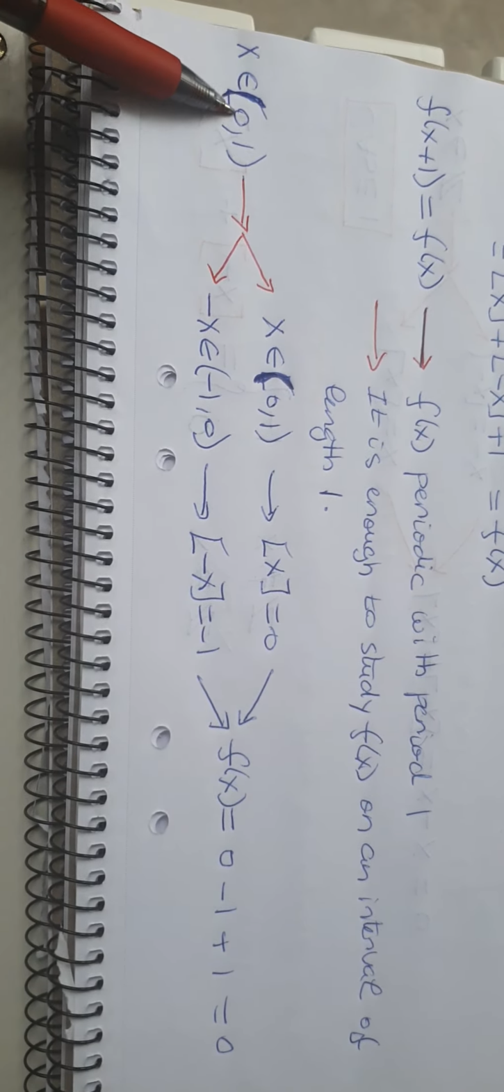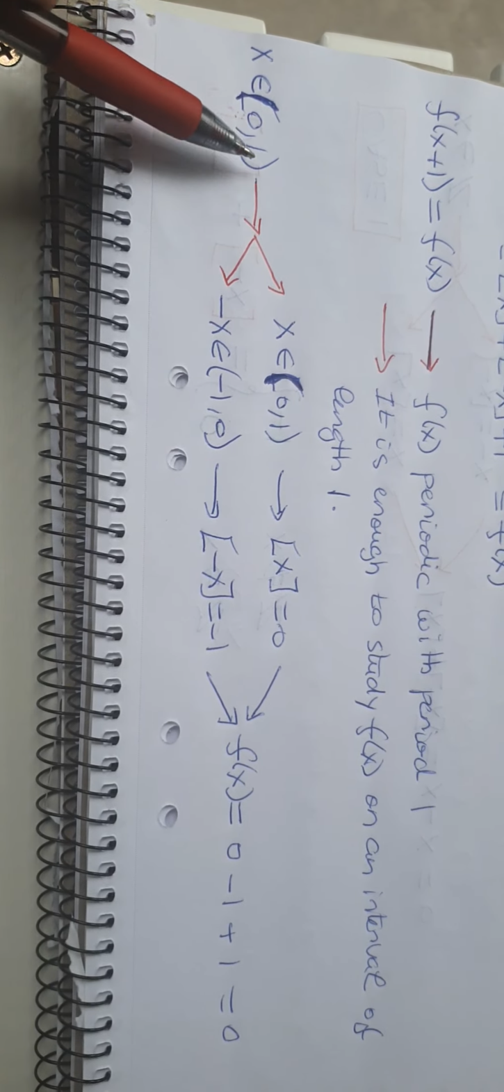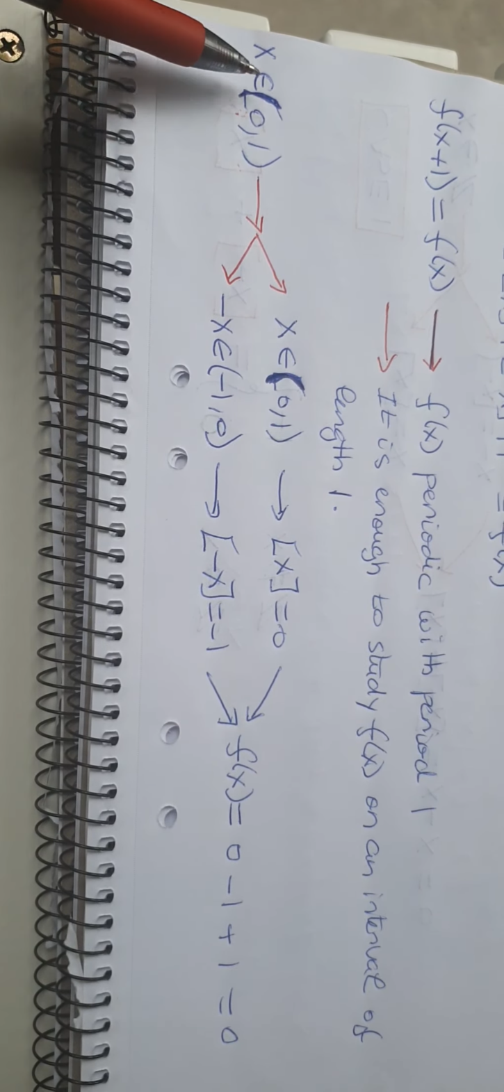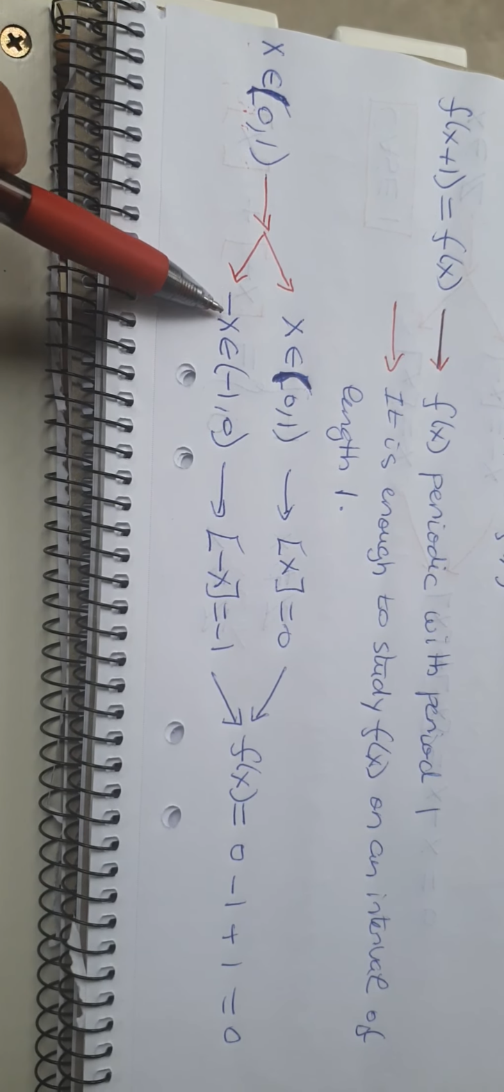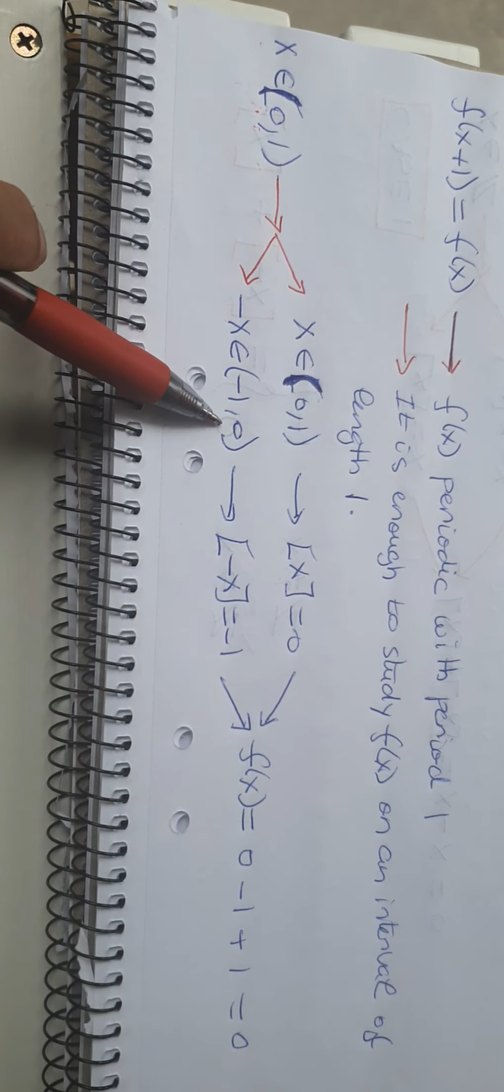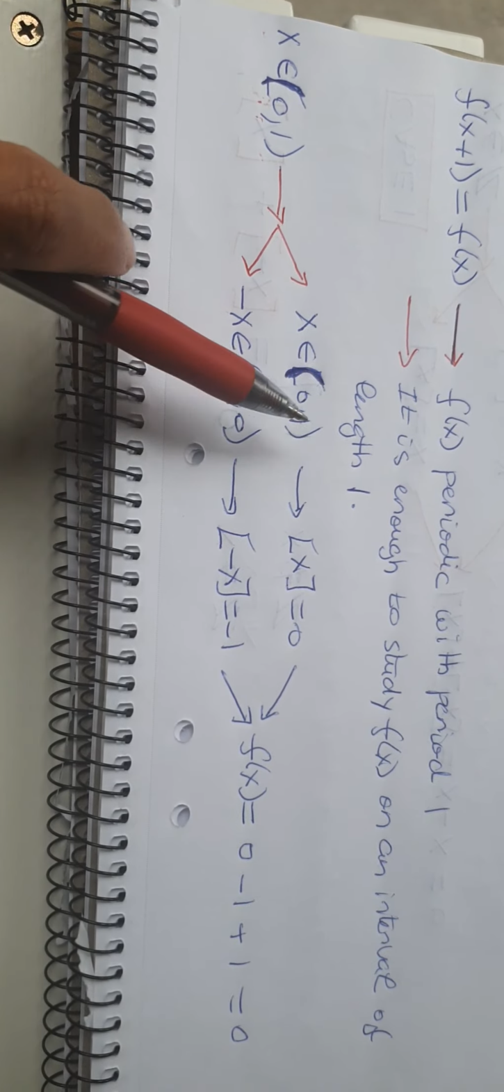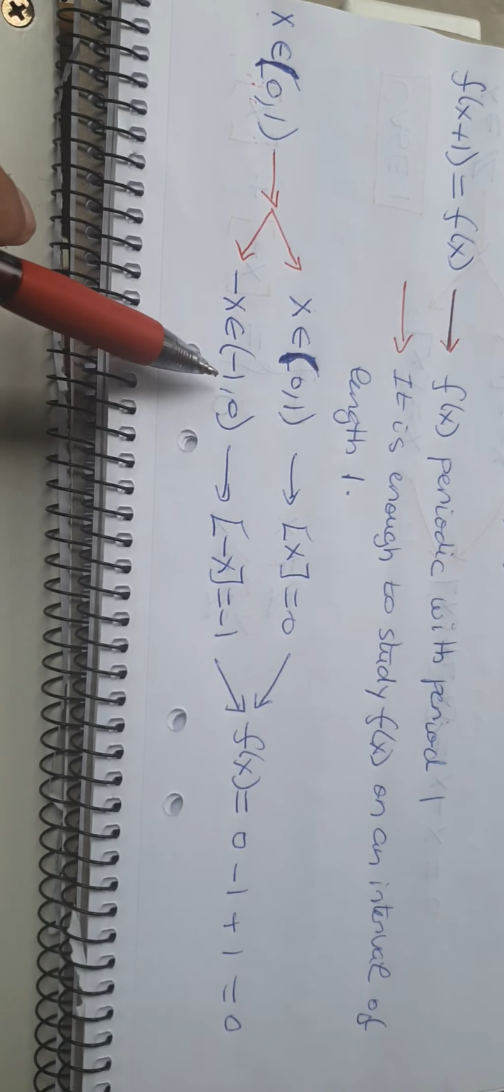So if I choose the open interval 0, 1, so if x is in this interval, then minus x will be in the open interval minus 1, 0. So I will flip this one and multiply with minus.